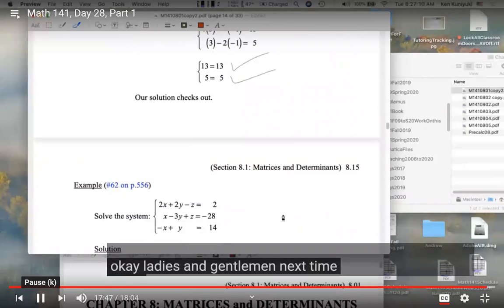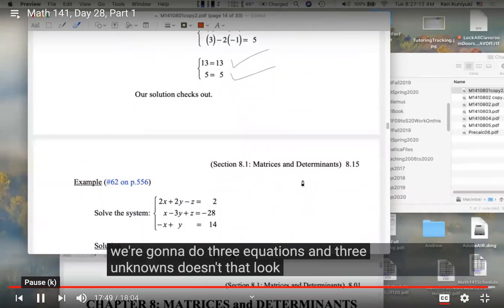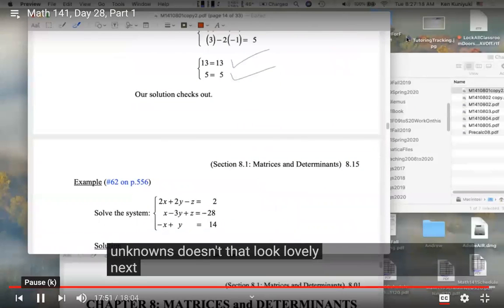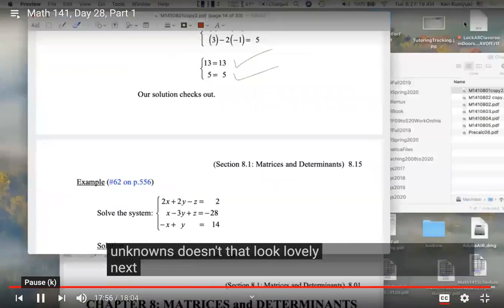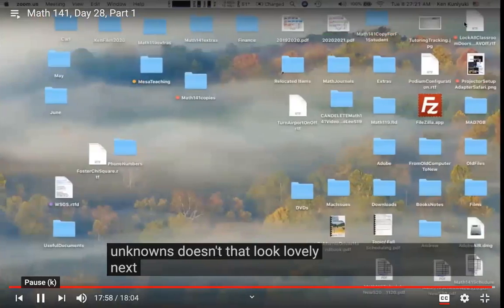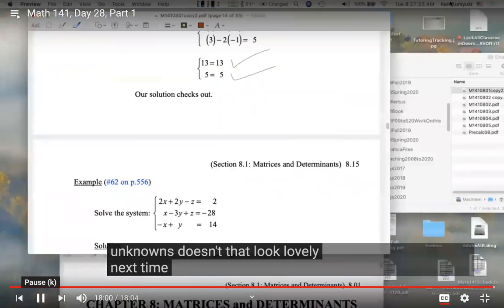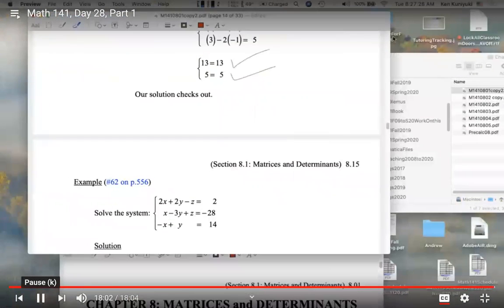Okay, ladies and gentlemen, next time we're going to do 3 equations and 3 unknowns. Doesn't that look lovely? Next time. Any questions? Any questions? It took me a while to get ready. Any questions? All right, so just as a quick reminder, checking helps. I know the solutions are available in the homework answers, but all right, let's go to 3 equations.